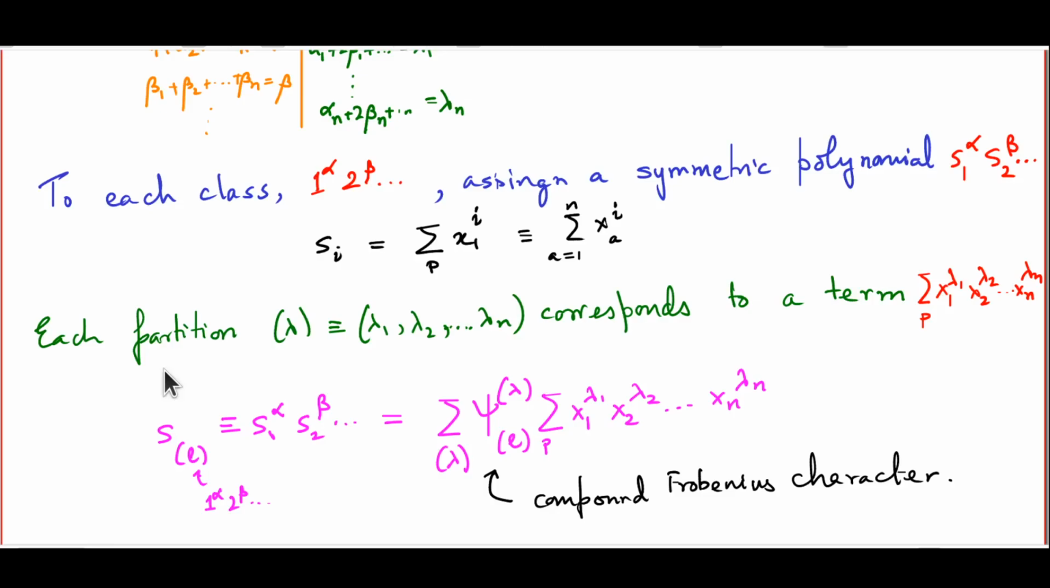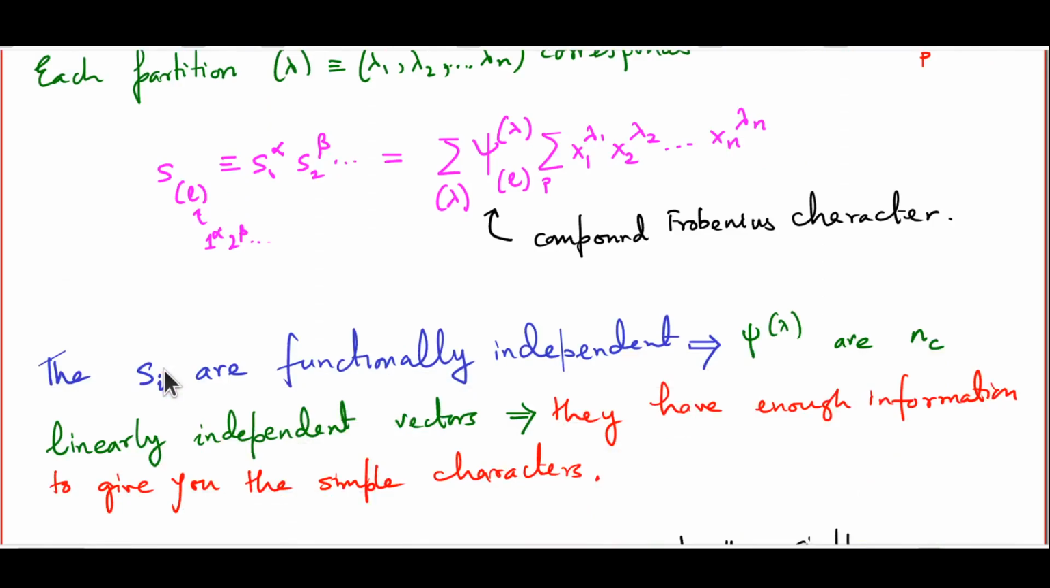Now, what we had shown is that the SIs, S1, S2, S3, etc. are functionally independent, which immediately implies that if you consider the vectors formed by psi lambdas, taking all the class values one after the other, these are going to be linearly independent vectors exactly equal to the number of irreps that we have, and so they have enough information to give you all the simple characters. And in the last class, we saw how we could actually get the simple characters from these compound characters by writing a simple program.